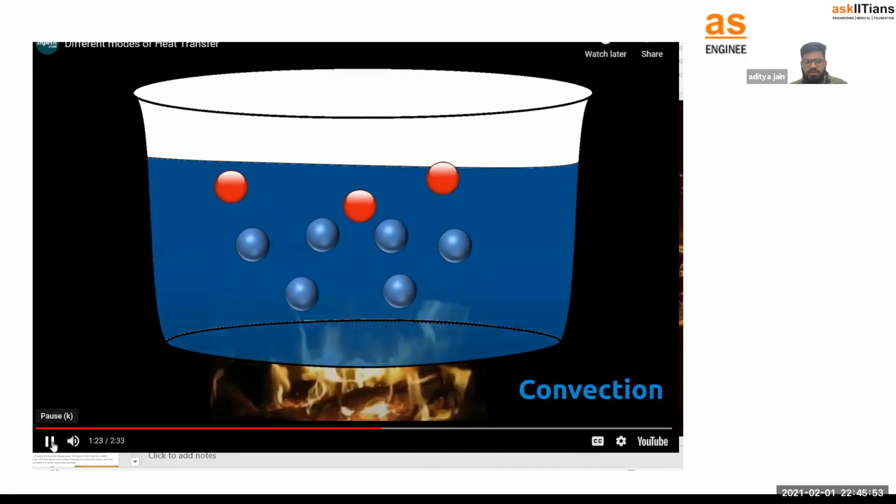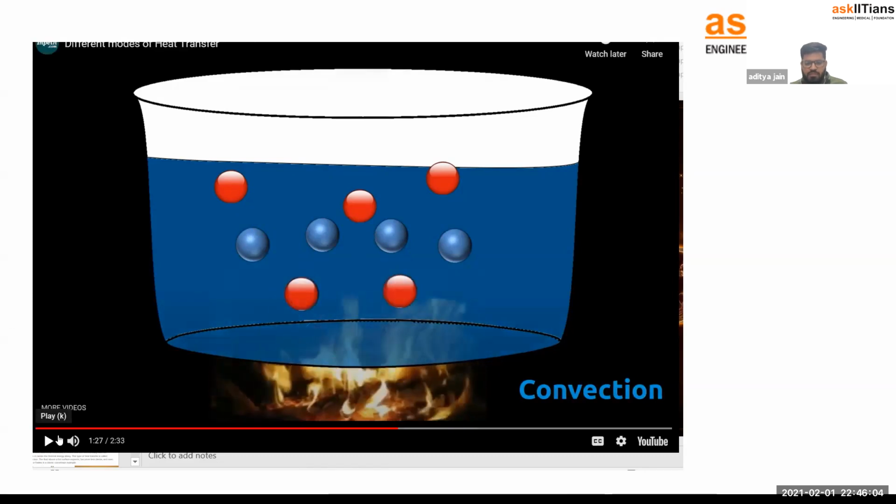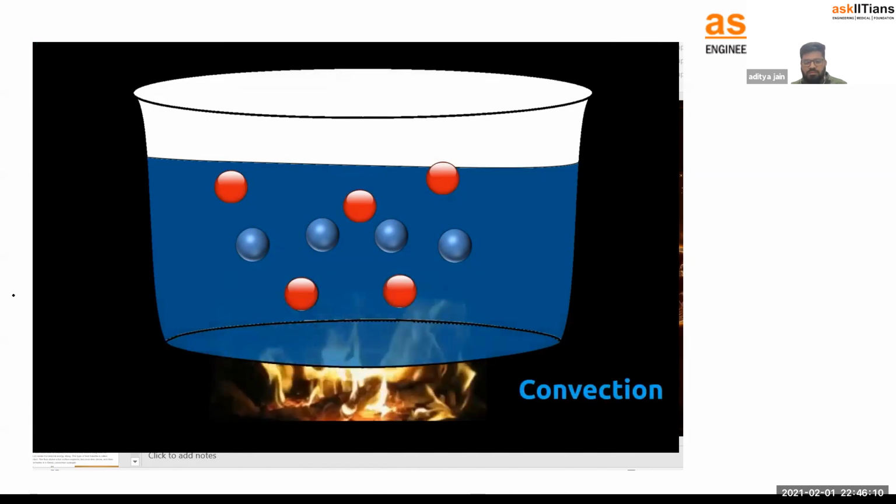Now see, these particles from the colder surface are now coming downwards. Hotter particles have gone upward, gained energy, and moved away. Now they will again get heated and this process will again get repeated. It goes on and the whole water becomes hot.